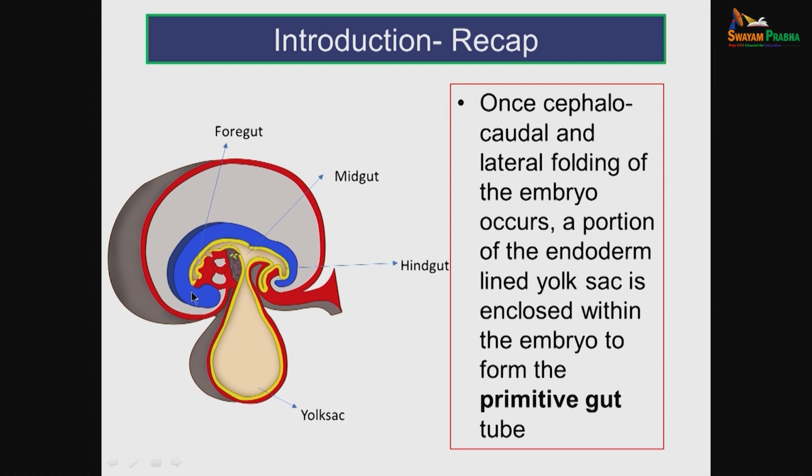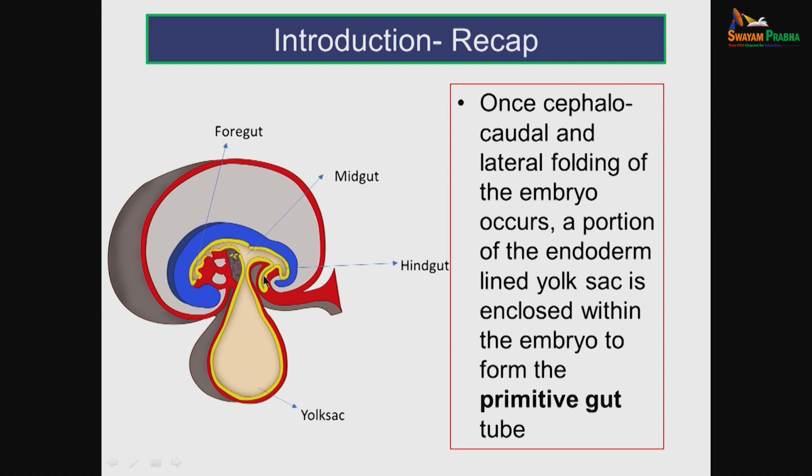So, this is the cranial end of the embryo and this is the caudal end of the embryo. So, there are three subdivisions for the primitive gut tube, namely this is foregut, this is midgut which is in continuation with the yolk sac, and this one will be the hindgut. Please focus on the hindgut.